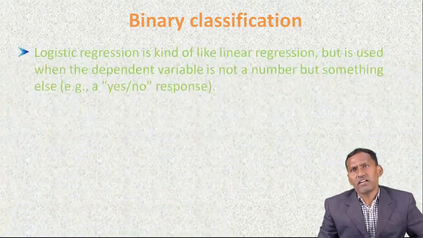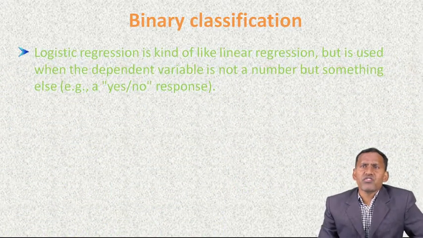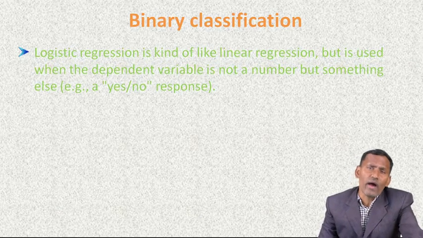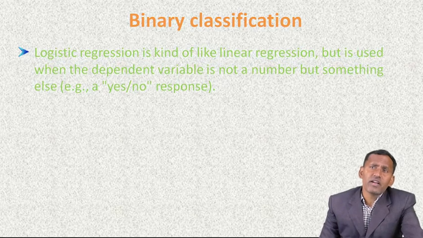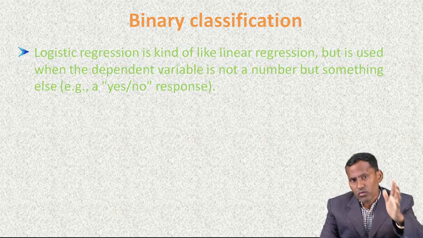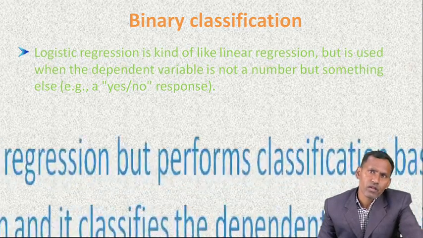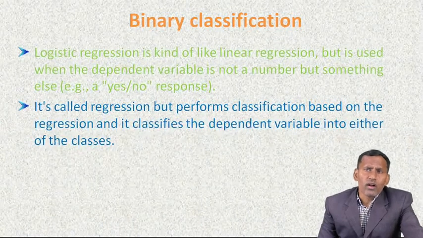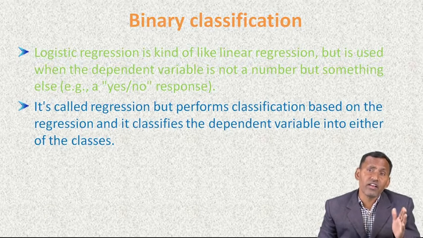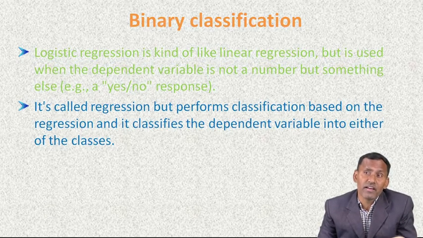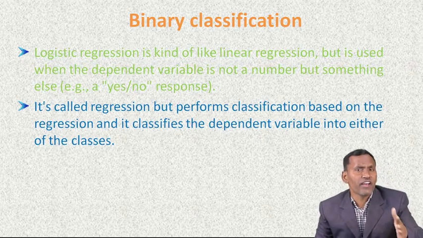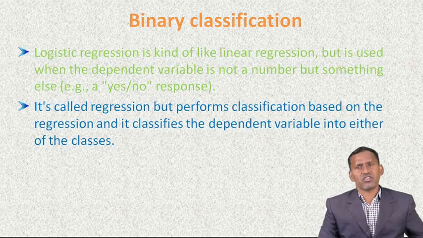Now coming to binary classification. Logistic regression is kind of like linear regression, but it is used when the dependent variable is not a number, but something else, like true or false, yes or no, male, female, etc. It's called a regression, but it performs a classification based on the regression, and it classifies the dependent variable into either of the classes. It's regression, but it performs classification based on the logistic function.